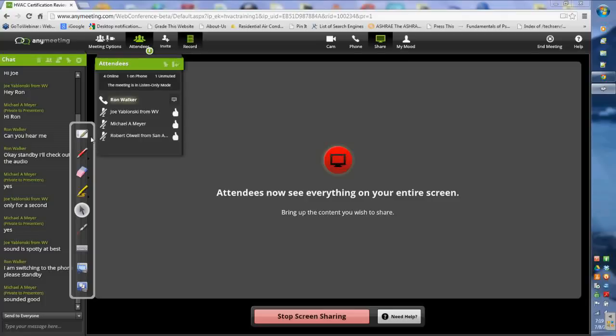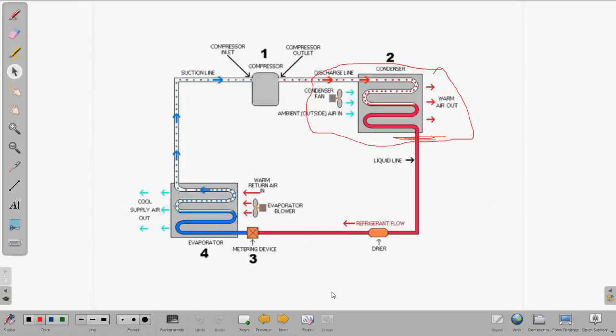Let's take a look at what happens on an undercharged system with a fixed metering device. That's probably what you're going to run into most of the time when you're running a service call, because the systems that are 10 or 15 years old are the ones that are going to have leaks, and the ones that have a TXV are usually a little bit newer and you won't find as many leaks. So let's just look at an undercharged system, or a system that is leaking, and we'll go through what happens with the refrigeration process.